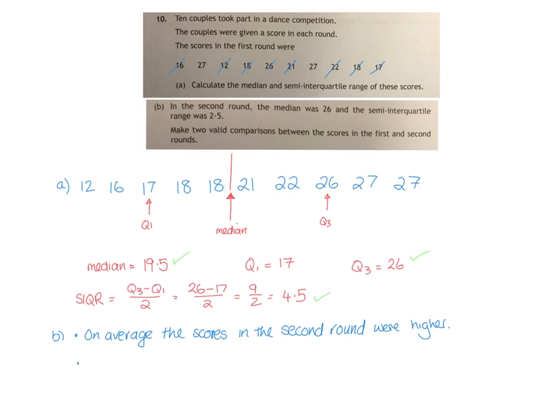Okay, and then if we look at our semi-interquartile ranges, we've got 2.5 and we have 4.5, so it's kind of talking about the consistency, how close together all the marks were. So the second round scores are more consistent, and that's because the semi-interquartile range is less. So you get 1 mark for each of these statements.